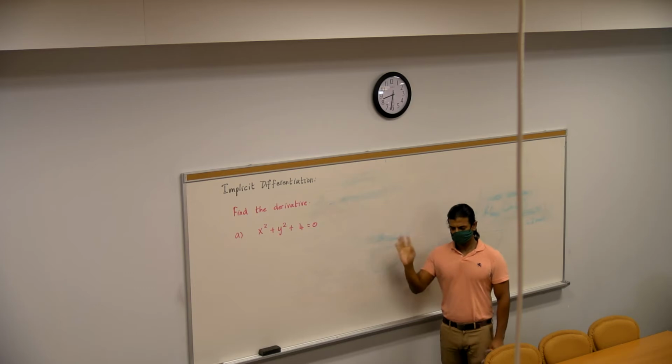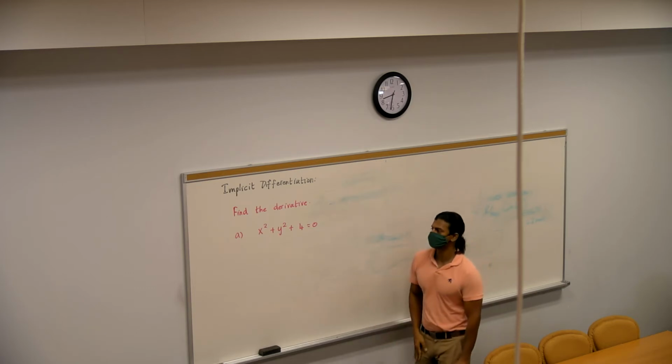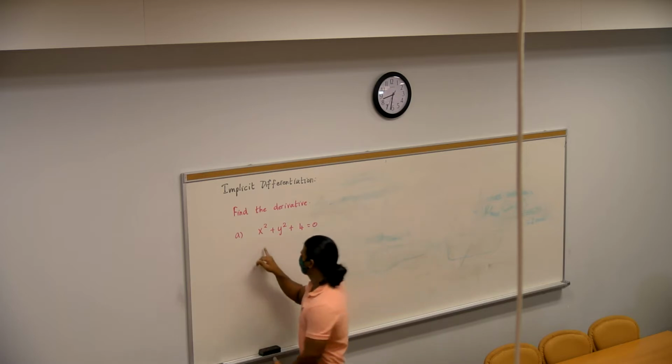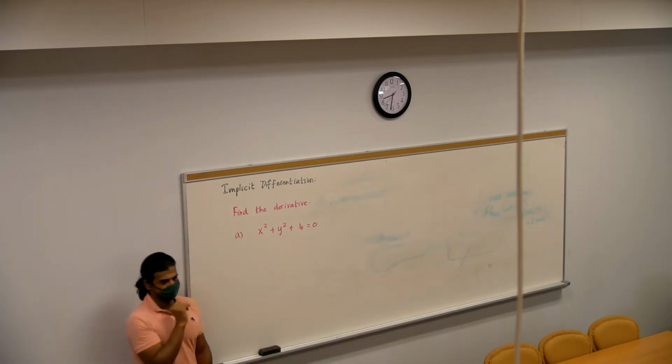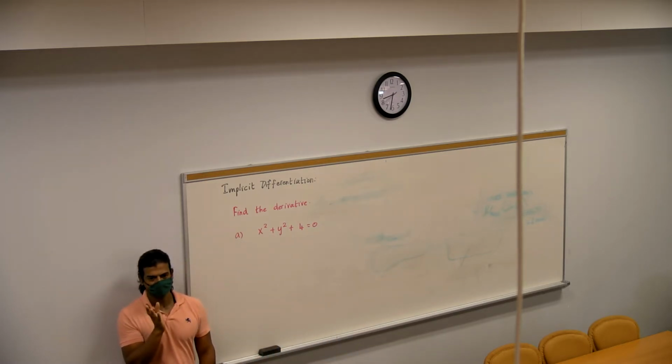So suppose we have an equation of that sort and we want to find the derivative. Finding the derivative of x squared is easy. Yes? What is the derivative of x squared? 2x.